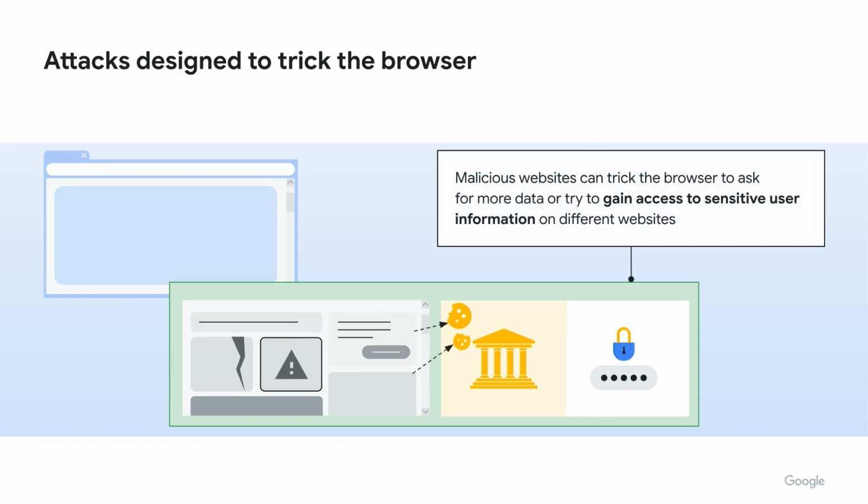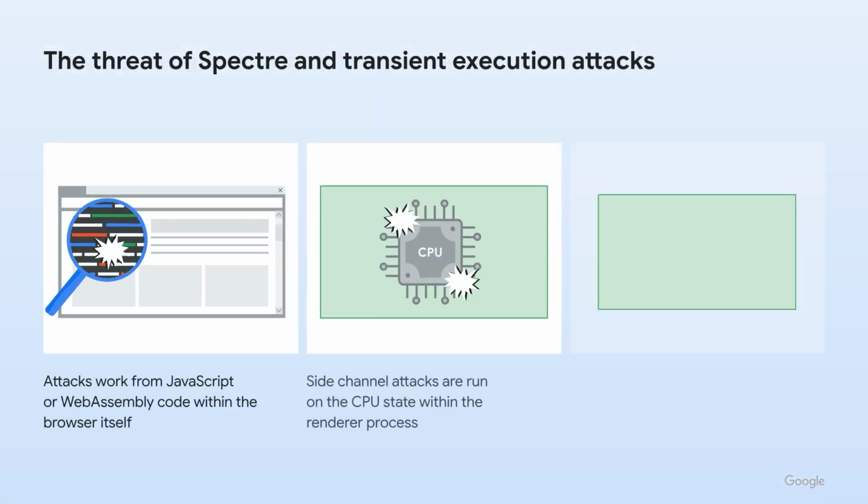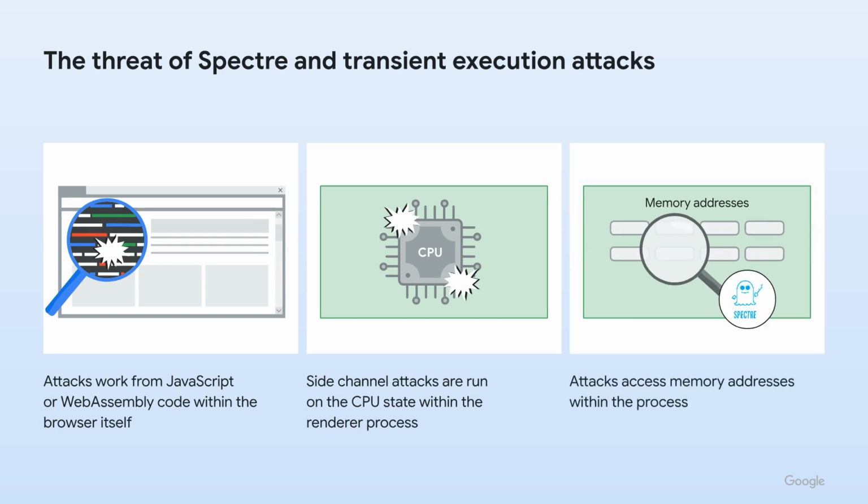This used to be a serious security vulnerability, where these sites could reach from their evil.com frame and steal a user's cookies on other websites like Google or your bank. Another major threat within the browser comes from Spectre and other transient execution attacks. These attacks work from JavaScript or WebAssembly code that can run within the browser itself.